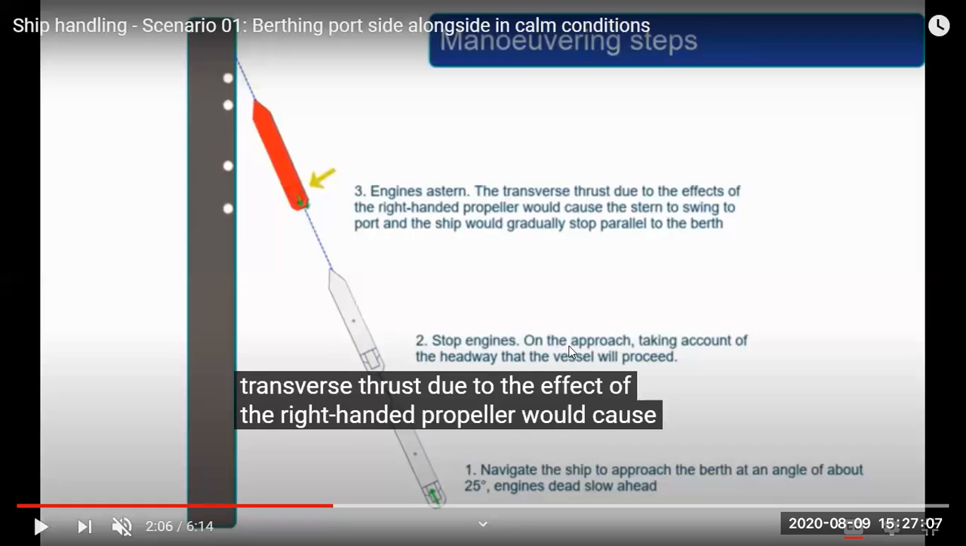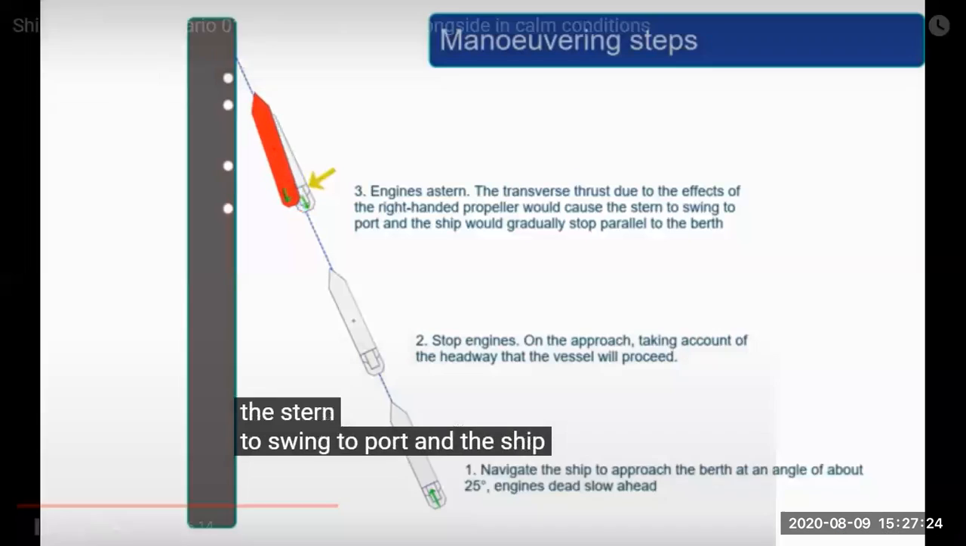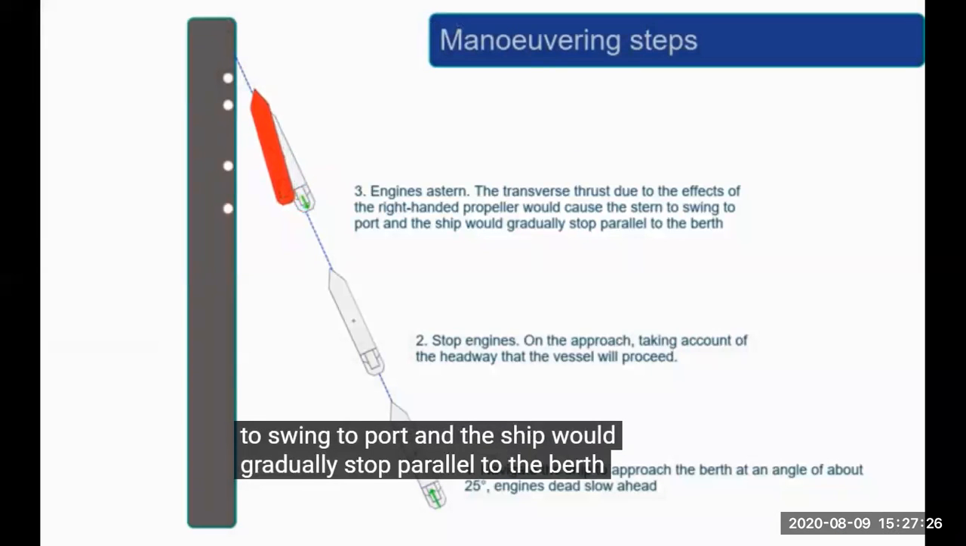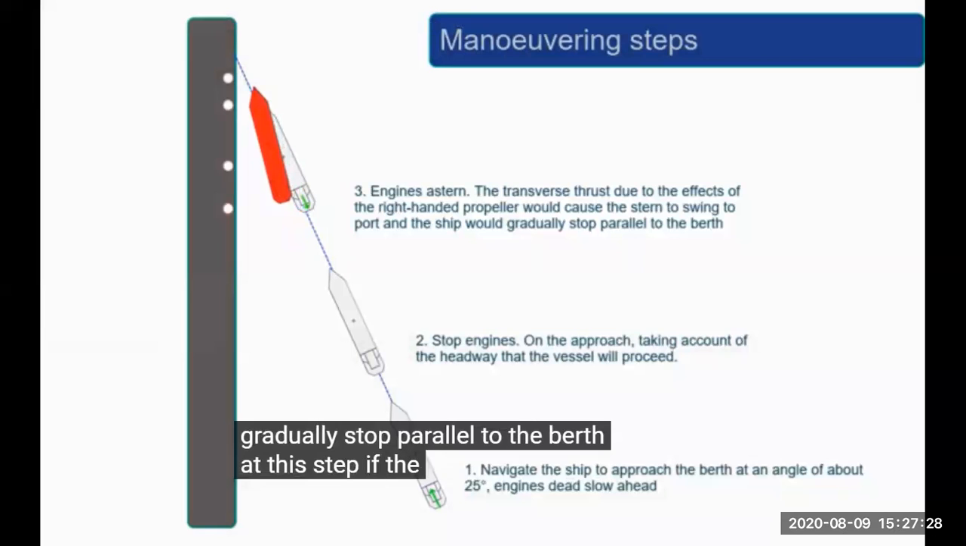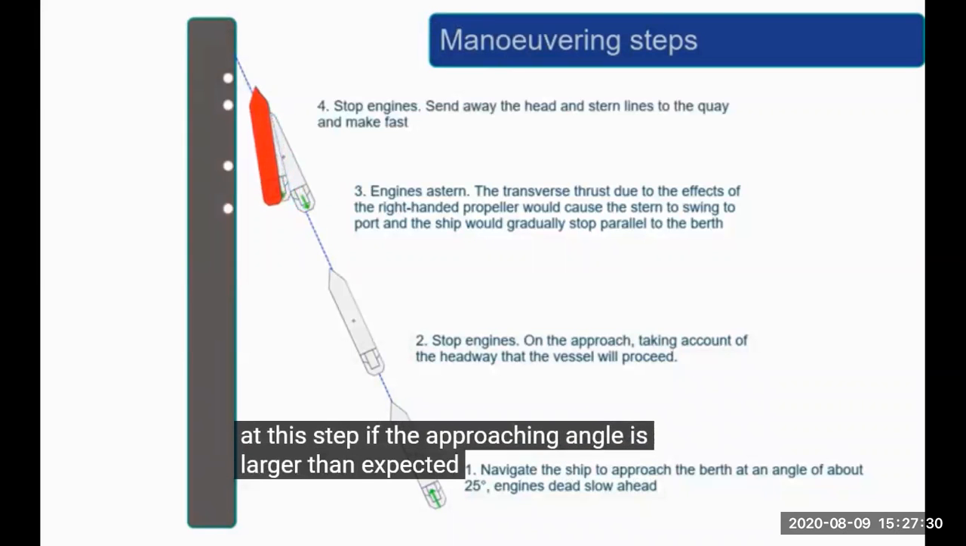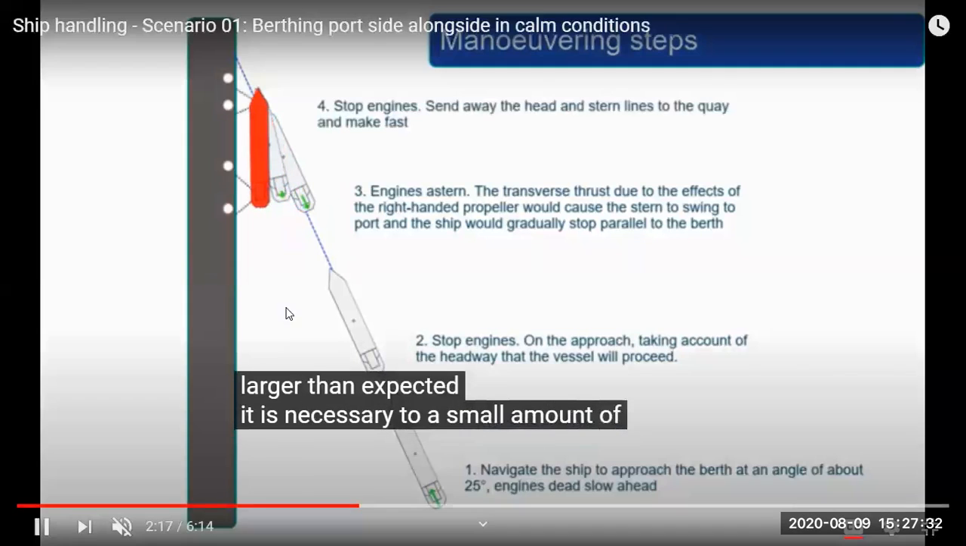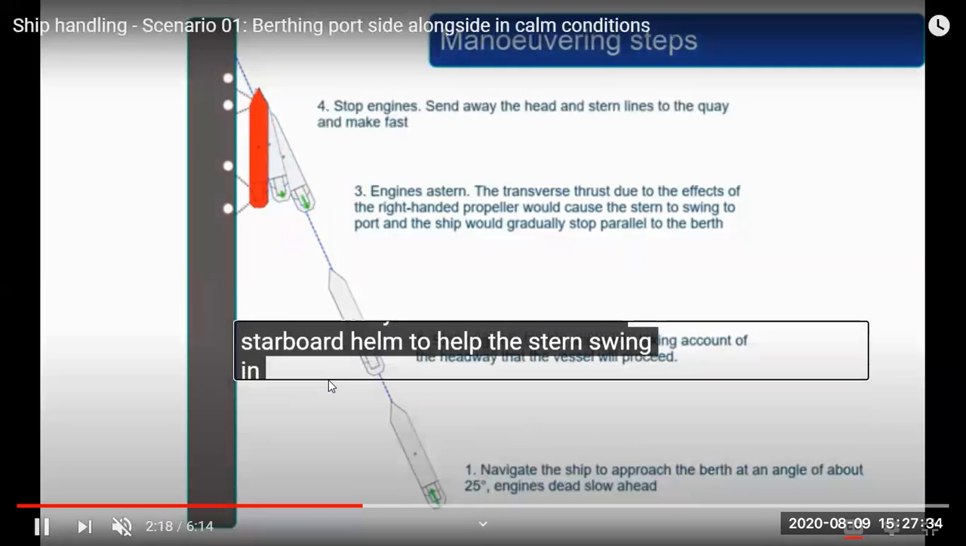On the approach, we take account of the headway that the vessel will carry. So how much will our headway be? Accordingly, we will stop the engine. Then when we reach very close to the jetty, we will give astern engines, and as we saw, the stern will go towards port and the bow will go towards starboard. The ship will become approximately parallel, and then we will pass the lines and do the mooring.